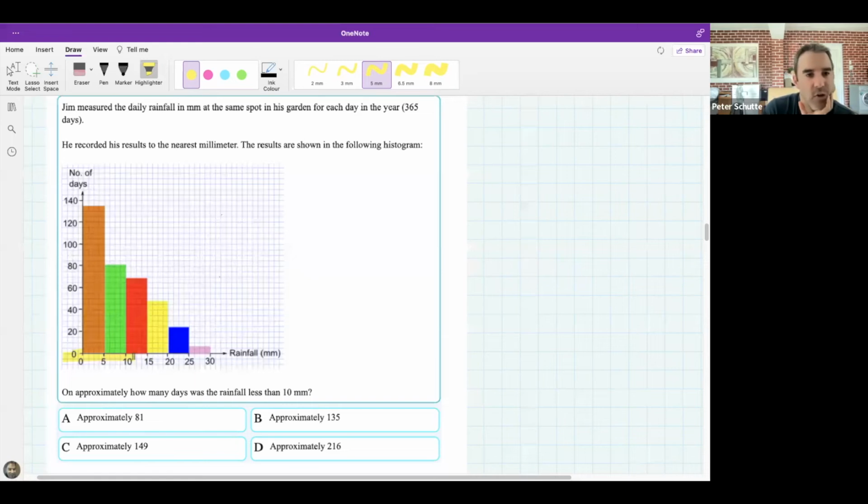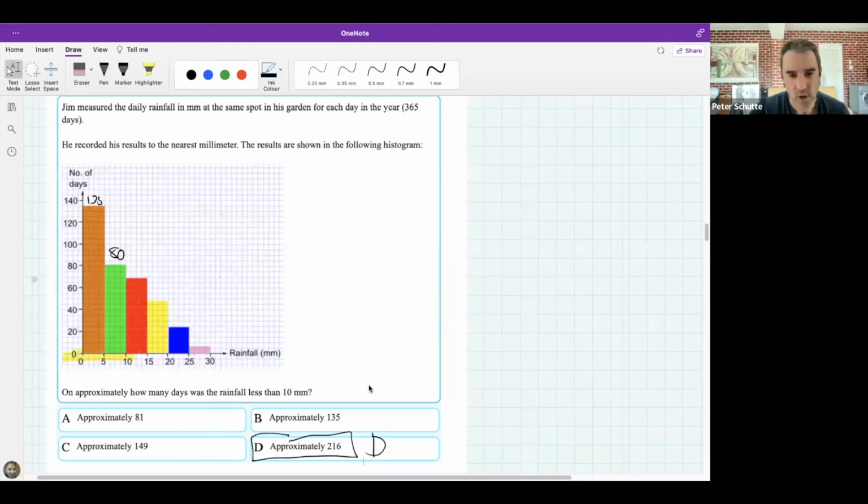Okay. So if I'm most interested in those less than 10 millimeters, then I need to count how many there are in this one. And so this looks about 80 to me, and this looks about 135 or somewhere around there. And so to me, it looks like the answer should be about 216, and that should be option D.